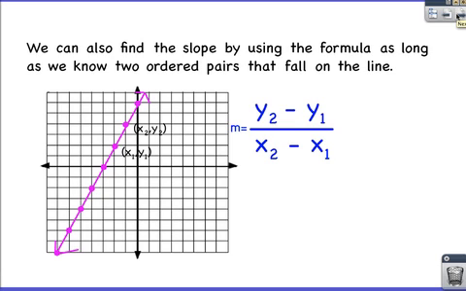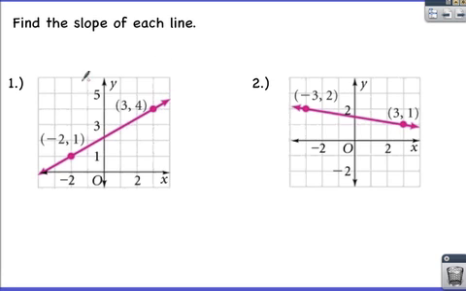We can also find the slope by using the formula m equals y2 minus y1 over x2 minus x1, as long as we know two ordered pairs that fall on the line. So for example, in this first graph, we know the points (3, 4) and (-2, 1) fall on the line. So we can label these as xy coordinates. You can choose which ordered pair you want to be ordered pair number 1 and which pair you want to be ordered pair number 2.